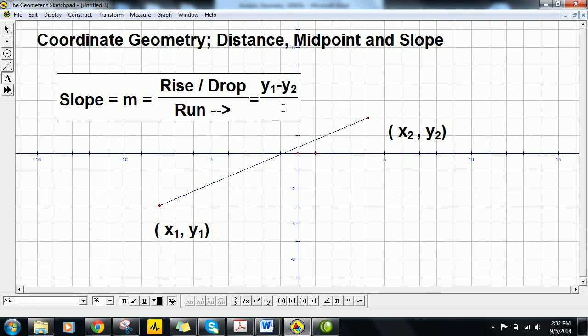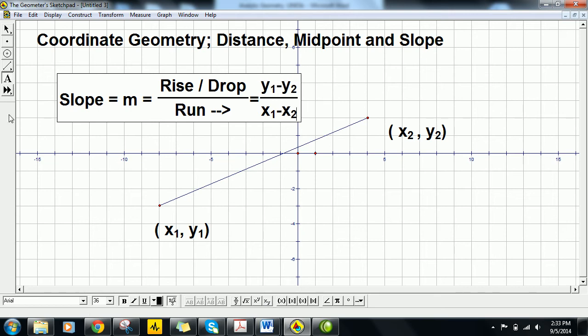The run, I'm going to think of it in the same way. It's basically just the difference in the x's, right? The change of x. Well, we start over here at -8, and we move all the way over here to 4, right? So to get the change, the run, the change of x, since I started with y1 for my change of y, I therefore have to start with x1, this guy, in my run, my change of x. So it's x1 minus x2.